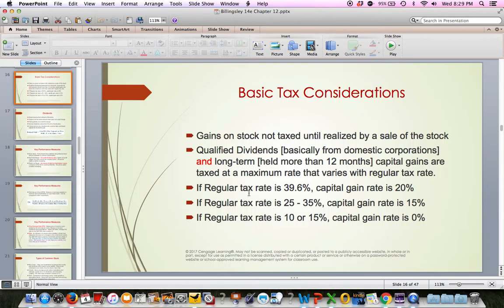Basically down here it says if your tax rate is, and what your capital gains tax is to qualified dividends from domestic corporations and long-term capital gains are taxed at a maximum rate that varies with the regular tax rate. You can see here you're taxed based on your tax bracket. If you're at the highest tax bracket, you pay 20%. If you're in the 25 to 35% range, that's 15%. If you're 15% or lower, you pay zero tax in those items.